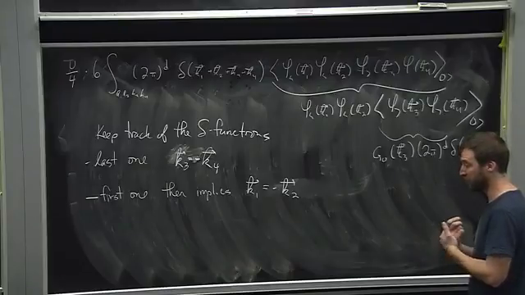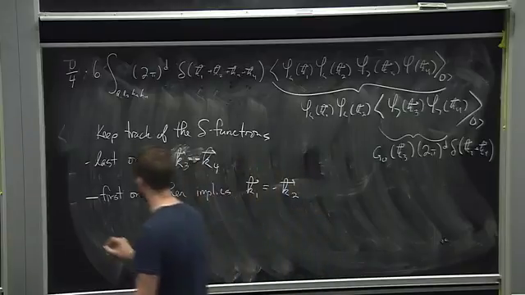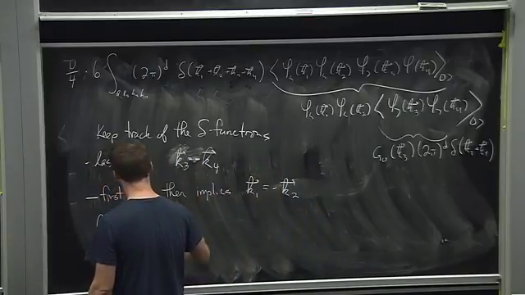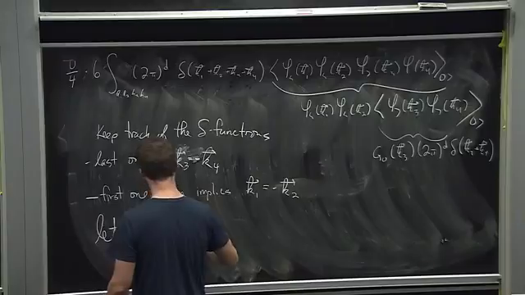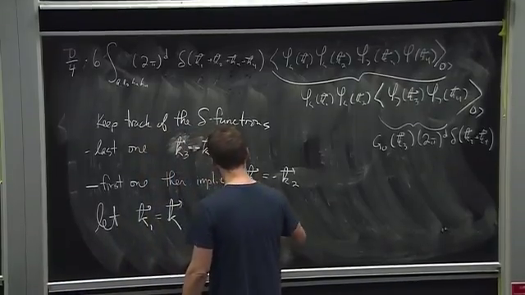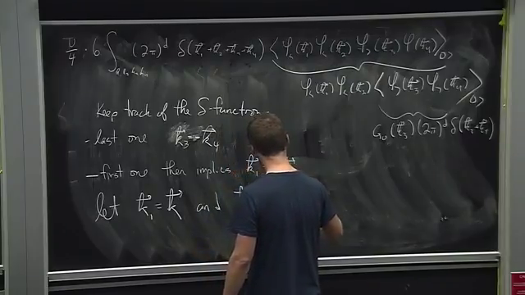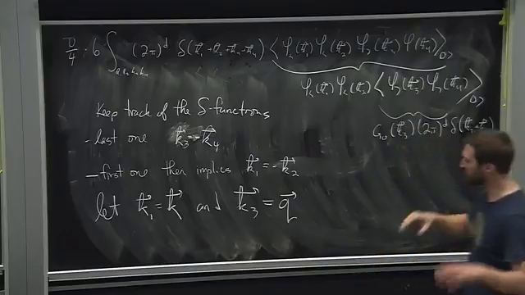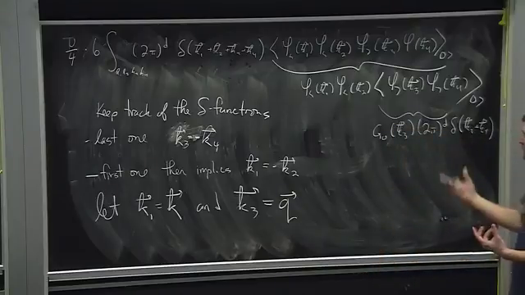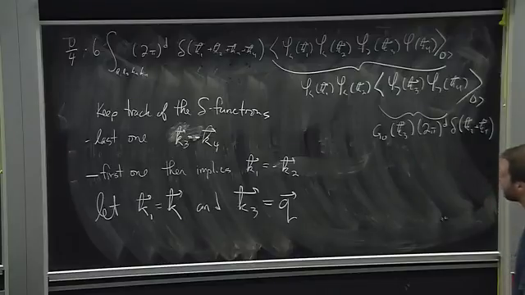So let me give them different labels. K1 equals K, and K3 equals Q. So now we're going to have this notation where Q is going to be the fast fields, or the fast modes that we're integrating over. That'll help us keep track of everything.